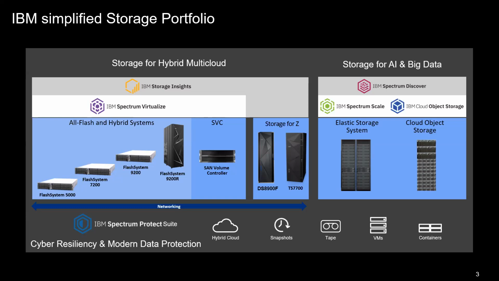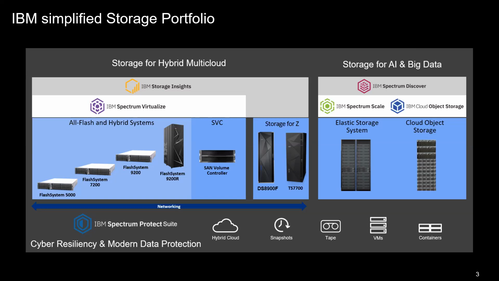So basically, these are all managed within the same platform, which provides proactive support and AI-driven insight, which is what we call Storage Insights. This particular software can be used across all of the block storage solutions. On the other hand, we have Storage for AI and big data, which offers you an elastic storage system in the cloud object storage. So on the left-hand side, you can see it starts from the very beginning of FlashSystem storage up to the level of the SAN Volume Controller, known as SVC, and storage from the Z portion.